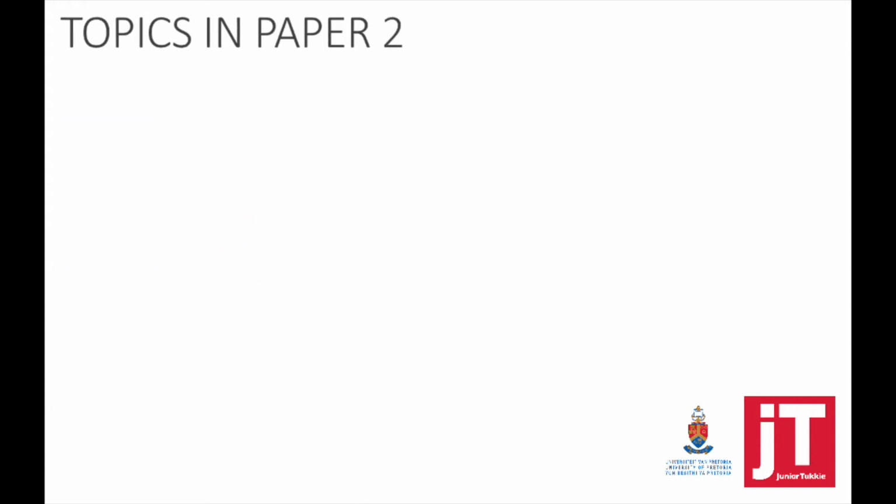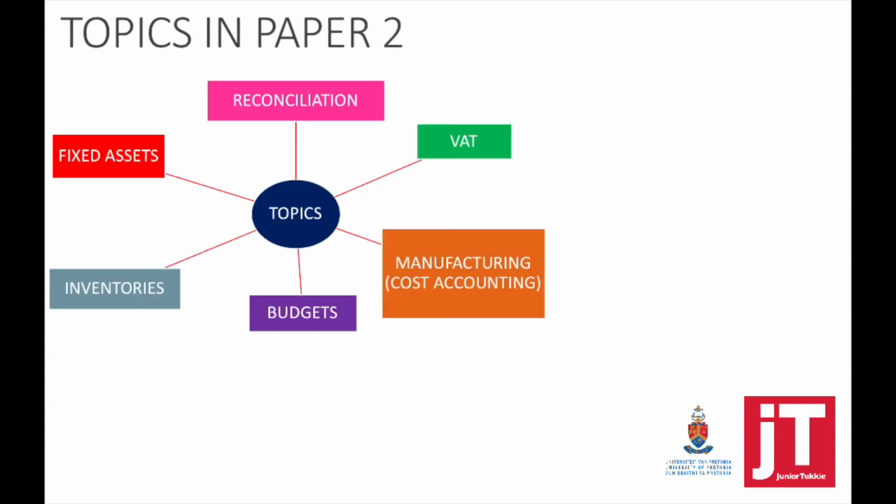If we're looking at topics in paper 2, it's your reconciliation. Your reconciliation consists of your bank reconciliation, creditors reconciliation, and debtors reconciliation. What is new to grade 12 learners is the age analysis as well. So don't forget about the age analysis.